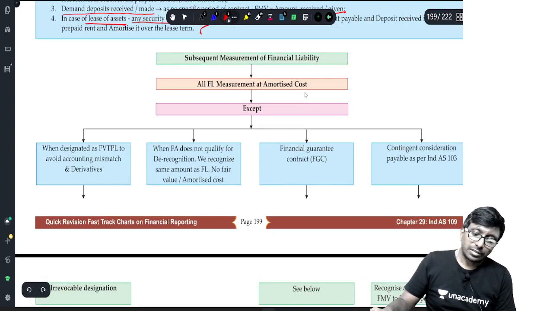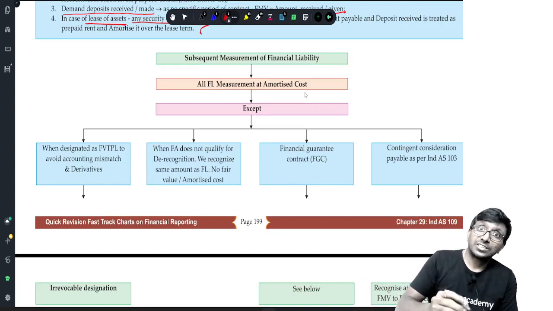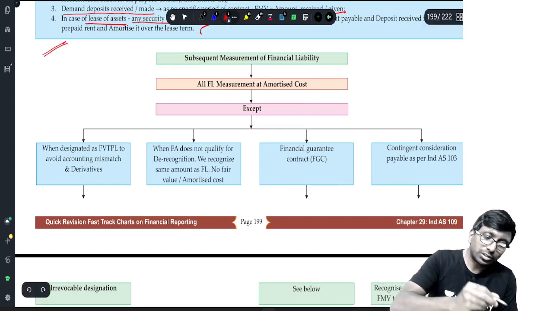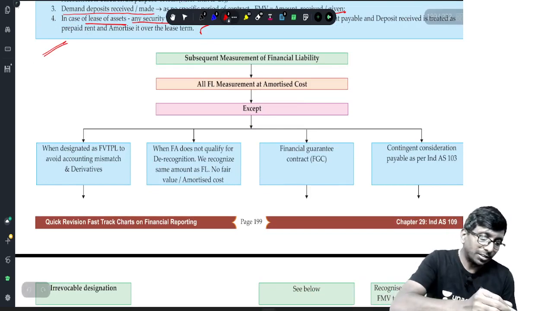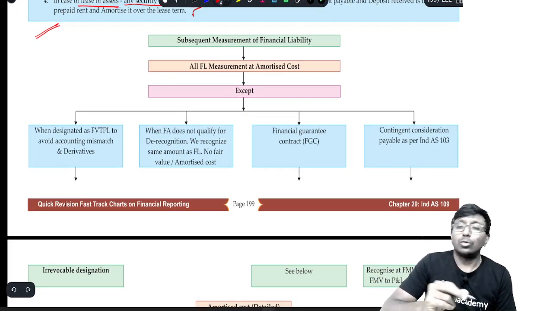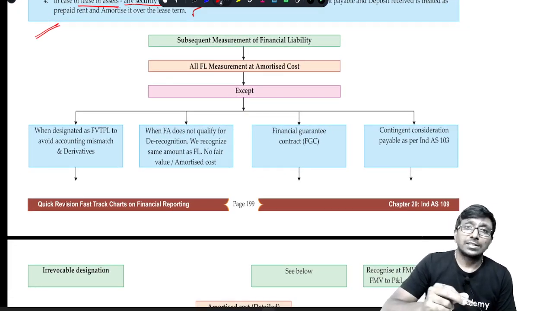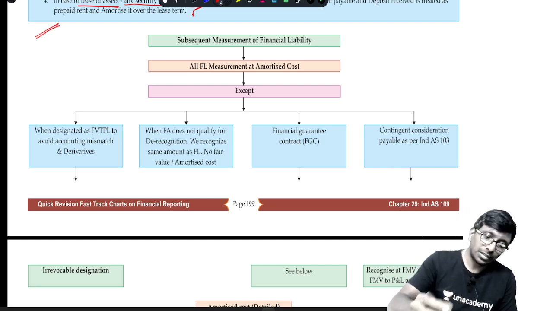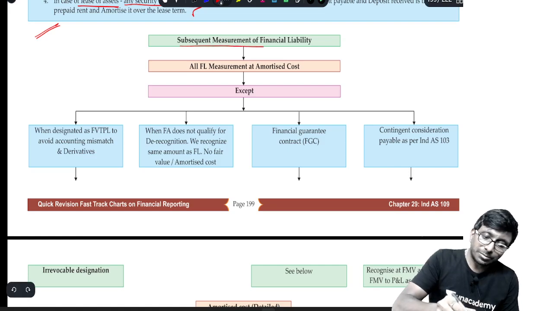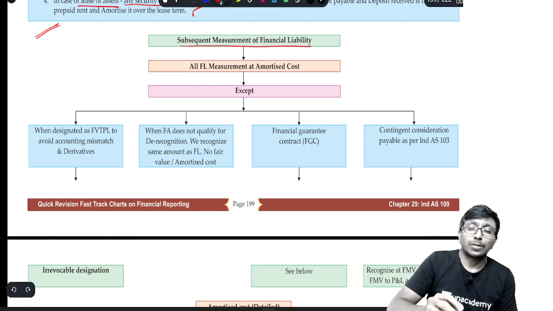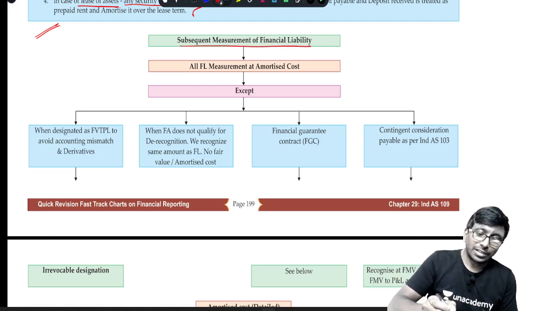Okay, right. Next important concept, subsequent measurement. So far we are through with initial measurement. Initial measurement is what we have completed. Let us get into subsequent measurement of financial liability.